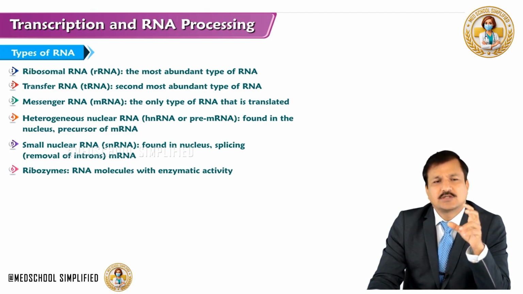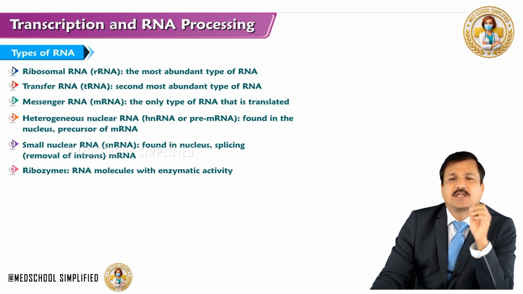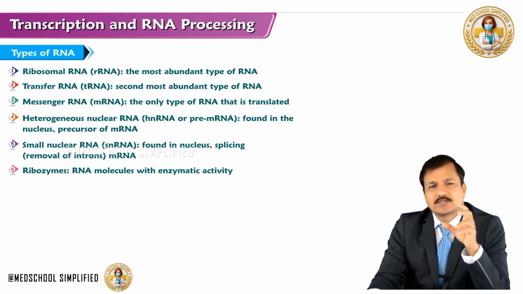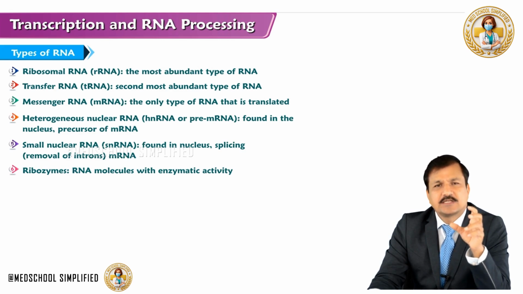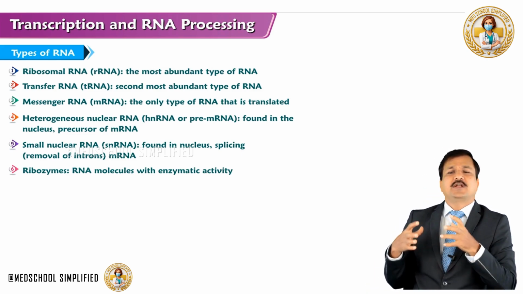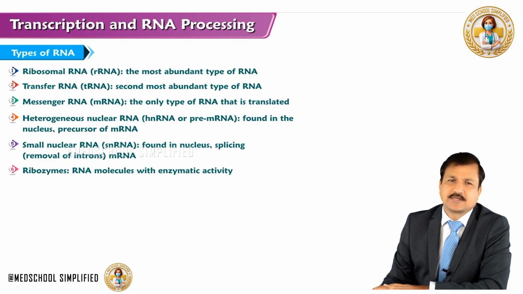Now, coming to the third type of RNA, it is messenger RNA, referred to as mRNA. This carries the information specifying the amino acid sequence of a protein to the ribosome. Messenger RNA is the only type of RNA that is translated. The mRNA population in a cell is very heterogeneous in size and base sequence, as the cell has essentially a different mRNA molecule for each of the thousands of different proteins made by that cell.